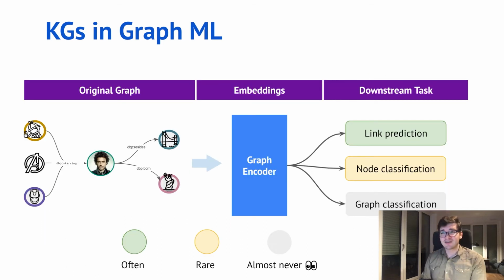So usually in the traditional setup, you have a graph, you have a certain graph encoder, which produces embeddings, and then you use them for a downstream task. Well, for KGs, link prediction is used most often. The first approaches for KG embeddings were trained especially only on link prediction. It's not that common to train some systems on node classification.